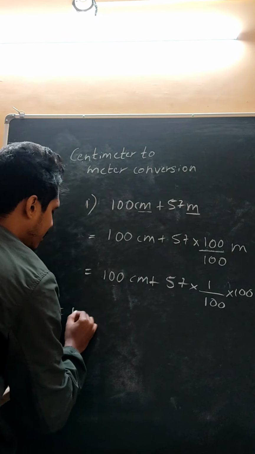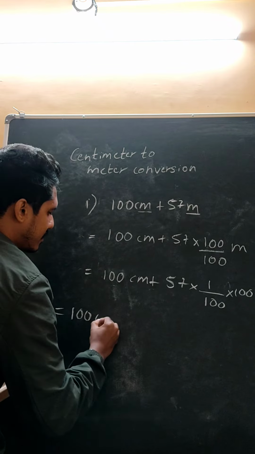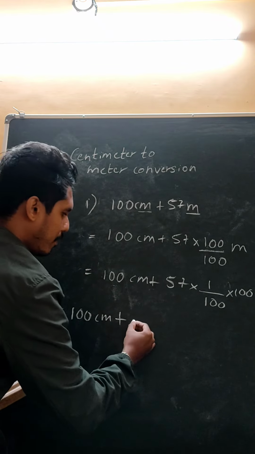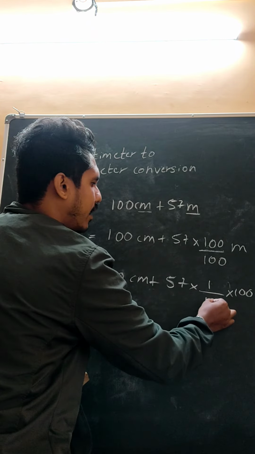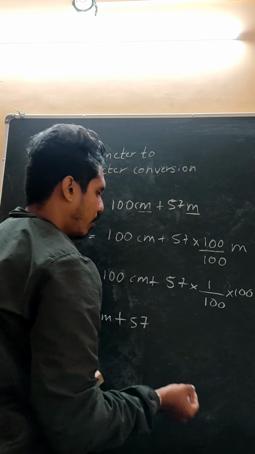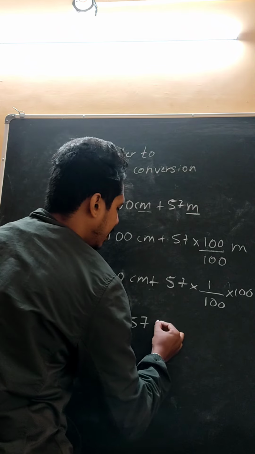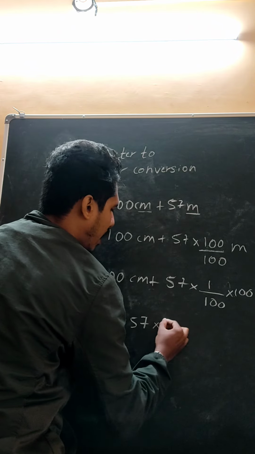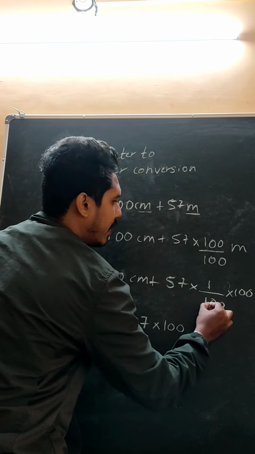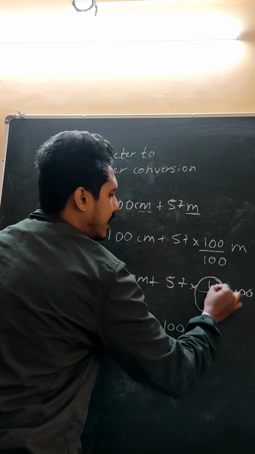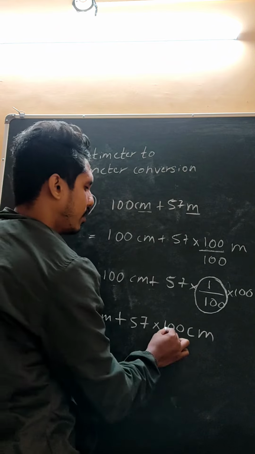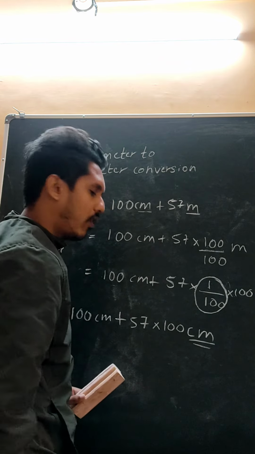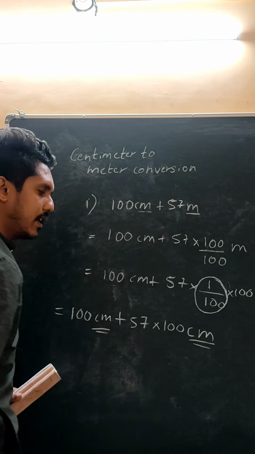Next step. 100 centimeter as it is. 57. What is 1 by 100? 1 by 100 is nothing but centi. Into 100 I will write as it is. 1 by 100 I will take as centi. Meter I will write as it is. So we got the unit in centimeter, right? Here is also the centimeter.